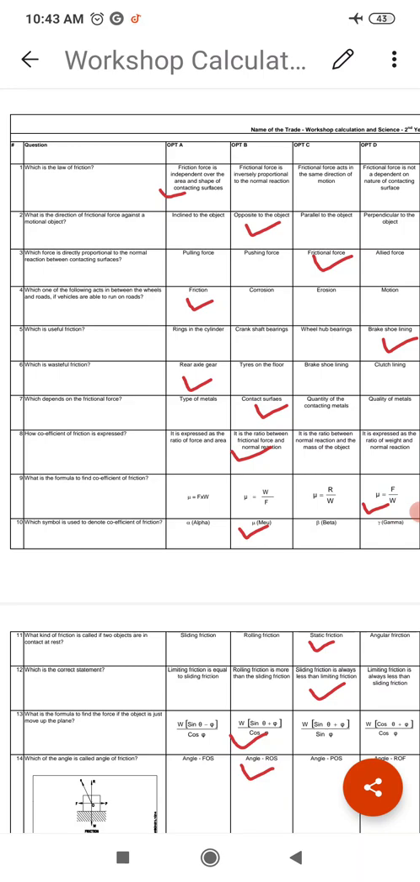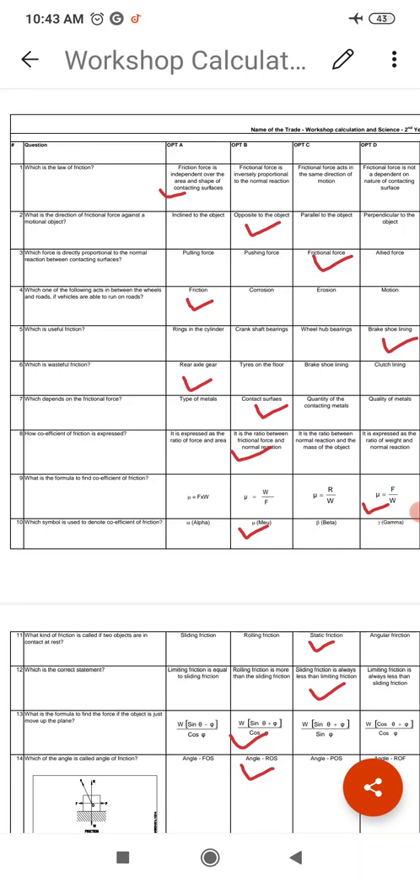Next question, which force is directly proportional to the normal reaction between contacting surfaces? Frictional force is option C. Which one of the following acts between the wheels and roads if vehicles are able to run on roads? Option A, friction.